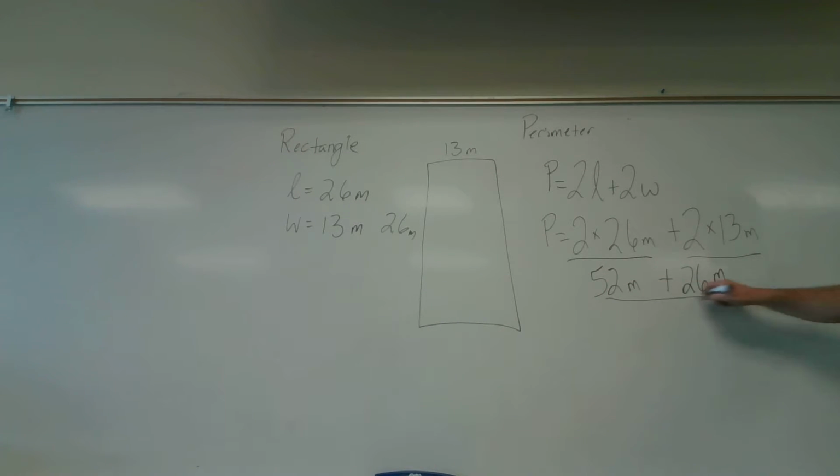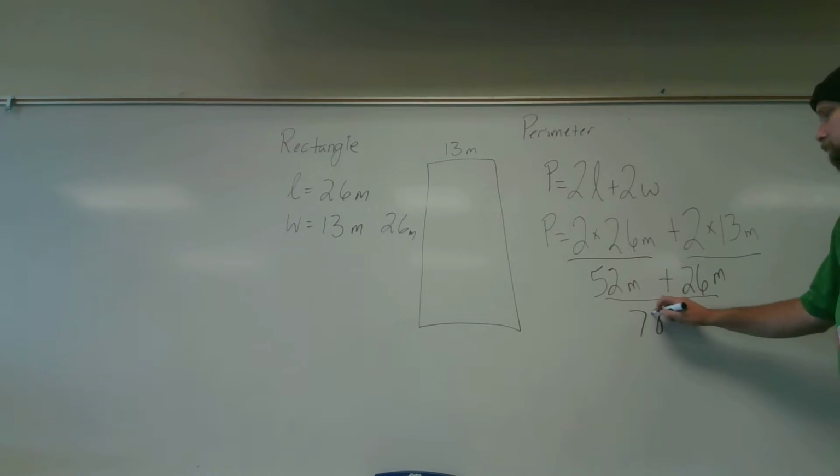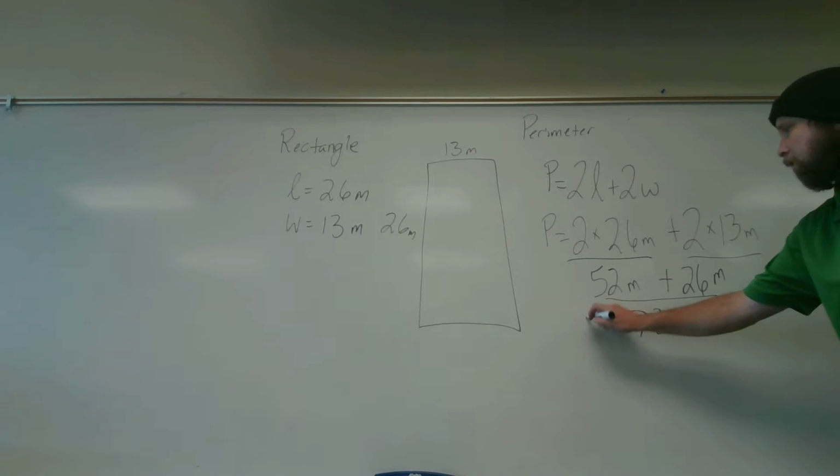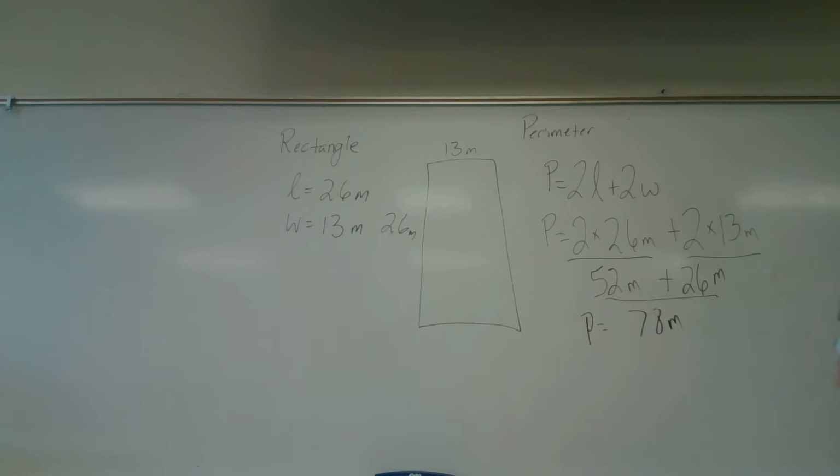Okay, now we just have the one operation. 52 plus 26 is what, Delaney? 78. 78 meters. So the perimeter of this would equal 78 meters.